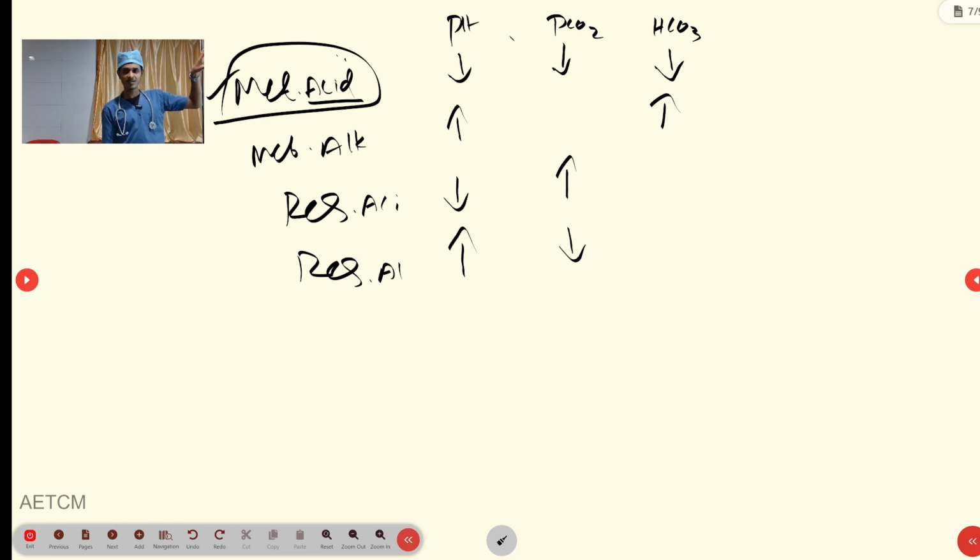Then metabolic alkalosis, what will happen? There is an increased base load, or an increased bicarbonate compared to your acid level. So the body will try to keep carbon dioxide inside the body, thereby forming carbonic acid, and then it will regulate the condition.